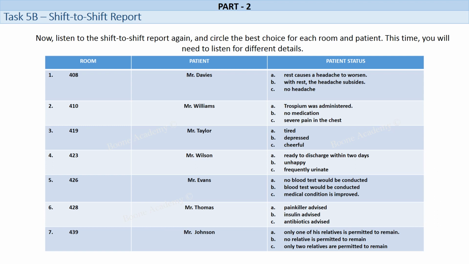Also room 426, Mr. Evans, the patient complains of constant thirst and excessive passing of urine. Concerned doctor of the patient was informed. The doctor diagnosed the condition as diabetes insipidus, and he also decided to measure one more hormone in patient's blood. So that test would be conducted today.